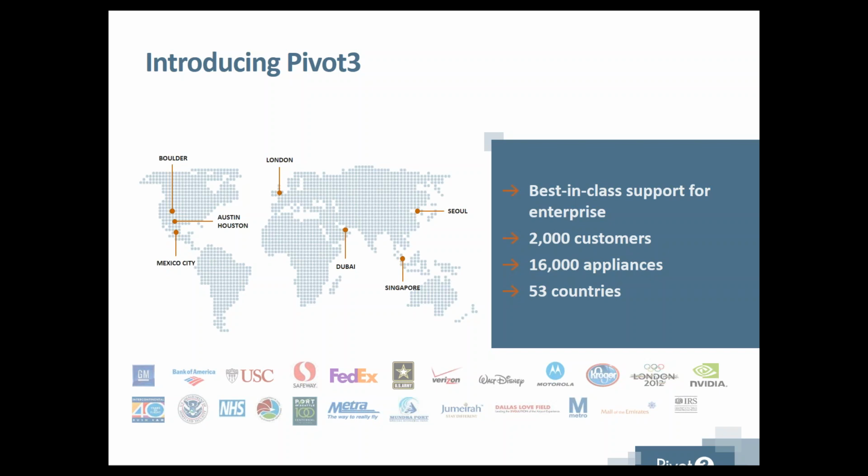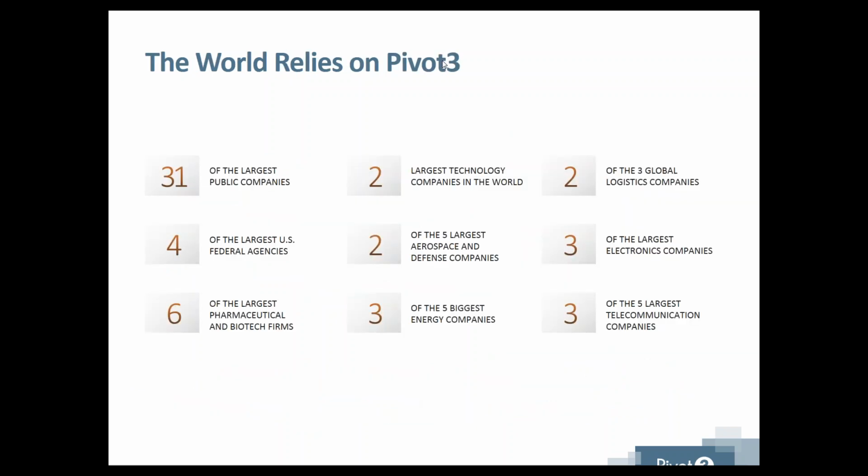In fact, if we look at some of the customers that are working with Pivot3, you recognize a lot of the names down below here across the bottom. But you'll also see that 31 of the largest public companies in the world are customers of Pivot3 today. 4 of the 7 largest U.S. federal agencies are customers of Pivot3 today. 2 of the 5 largest aerospace and defense companies, large manufacturers of aeronautical equipment and so forth.